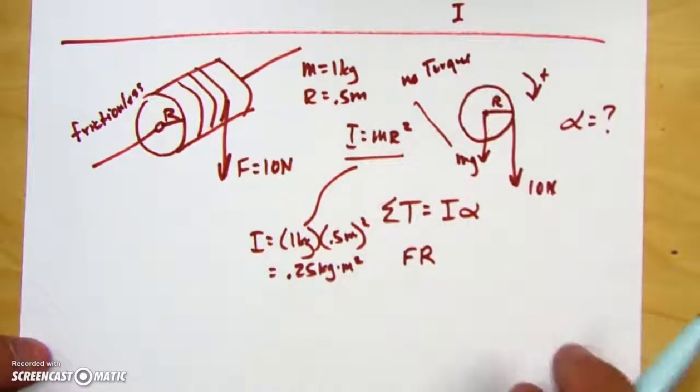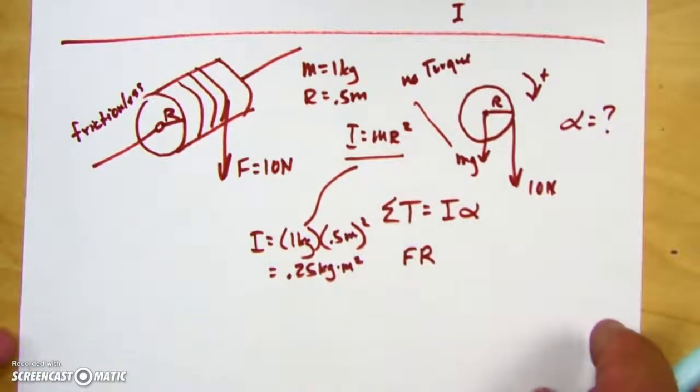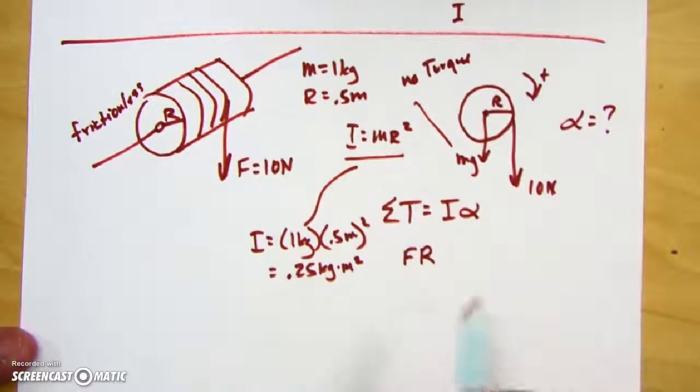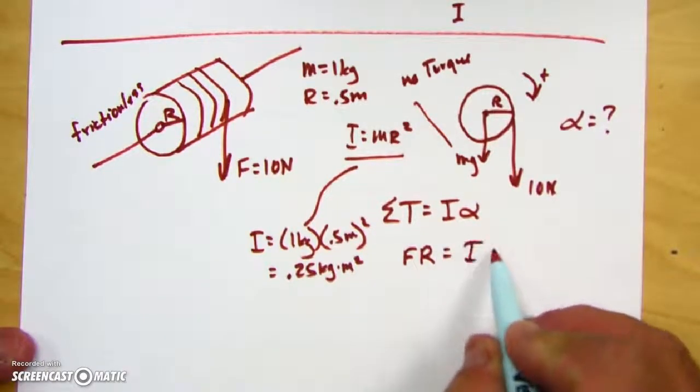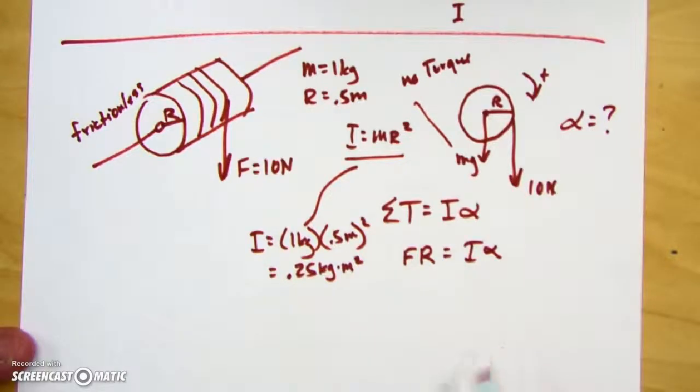In other words, the weight of the disk, since it's evenly spaced, is not going to help cause it to rotate, and that makes life a little bit easier. So my net torque is really just Fr, and that's equal to I times alpha. Okay, now let's plug in the values.